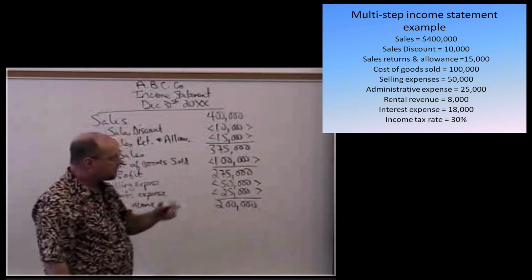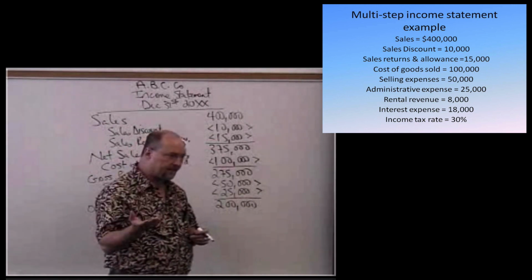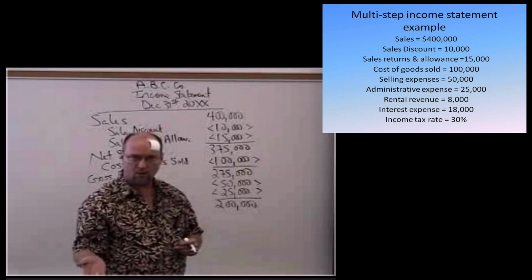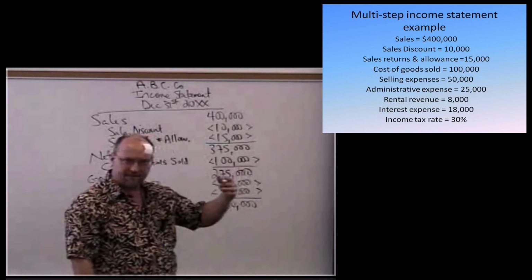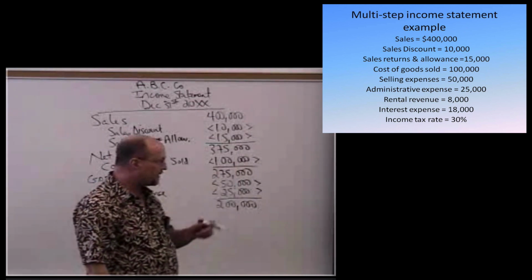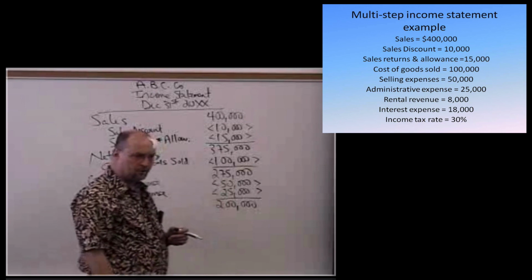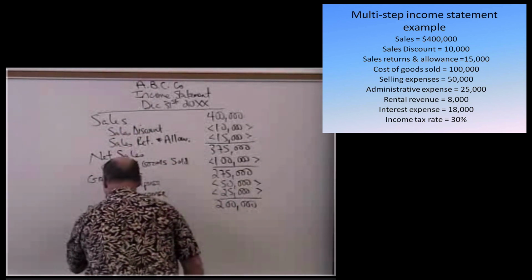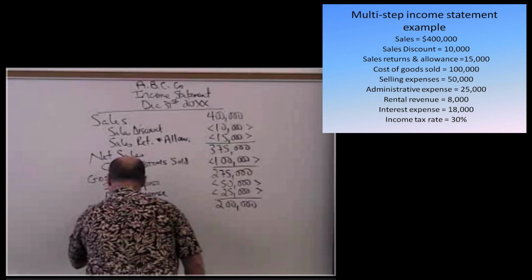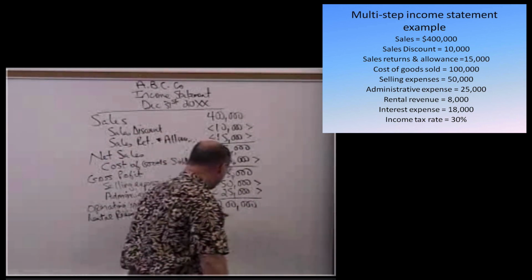But I had some other activity. Okay, if you've ever been inside Walmart or Target, you might have seen a McDonald's, you might have seen a Wells Fargo or a Chase Bank. Okay, they sublet, they rent that out to those stores, and they generate rental revenue. So in this case, I sublet part of my building to another company, and I have some rent revenue. So I'm going to add that. Rental revenue, $8,000.